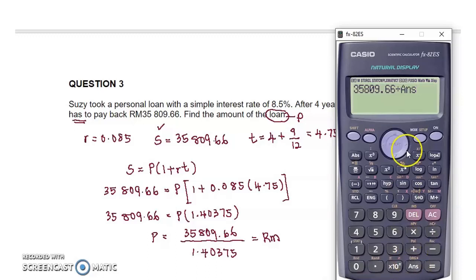So I divide it by answer, referring to your previous answer in your calculator. So just now in calculator, referring to 1.40375. So the answer is 25509.99. So this one, if we round off, we will get 25510.